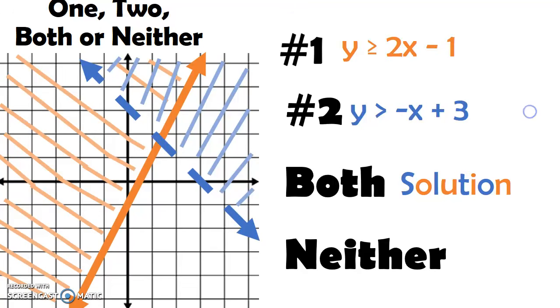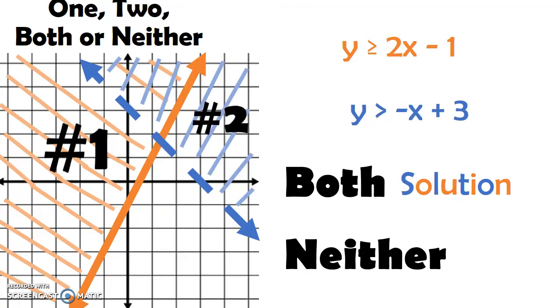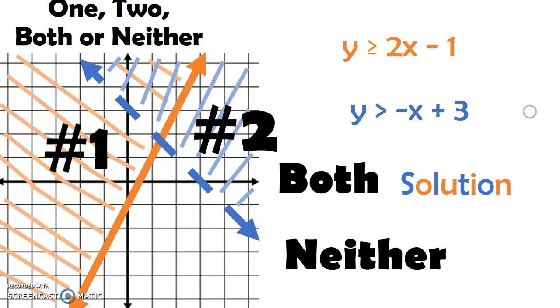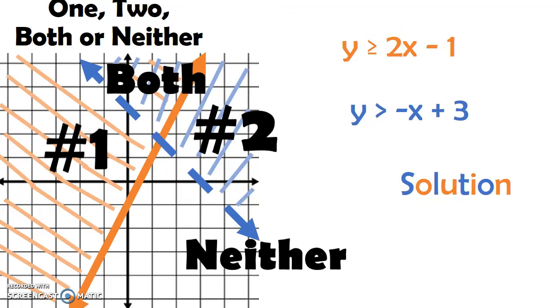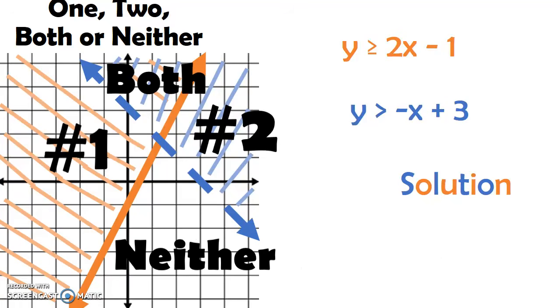So remember, number 1 is going to be those that only satisfy my first inequality. Number 2 is going to be those that satisfy only my second inequality. Both is my true solution. So when I'm asked to solve a system of inequalities, I want to know where my shadings intersect. That's my solution. And then neither is going to be where there is no shading at all.